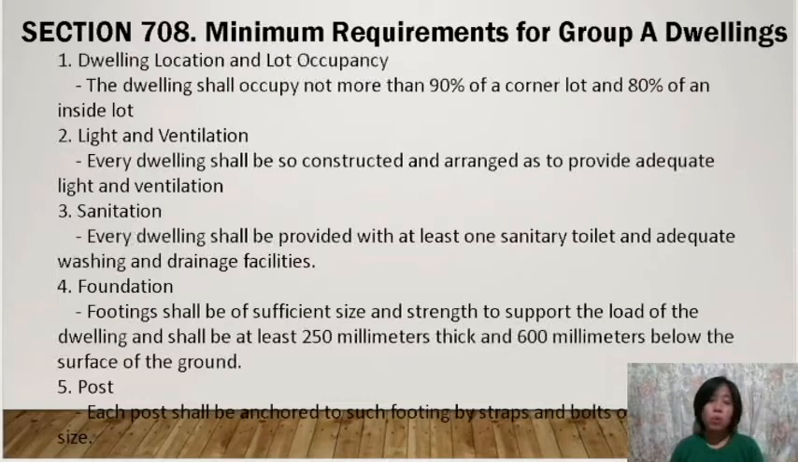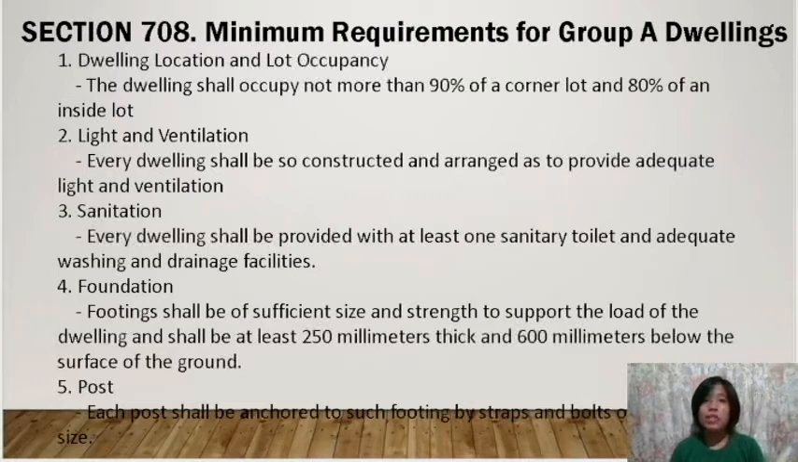Section 708, Minimum Requirements for Group A Dwellings. Number 1, dwelling locations and lot occupancy. A dwelling shall occupy not more than 90% of the corner lot and 80% of the inside lot. Number 2, light and ventilation.